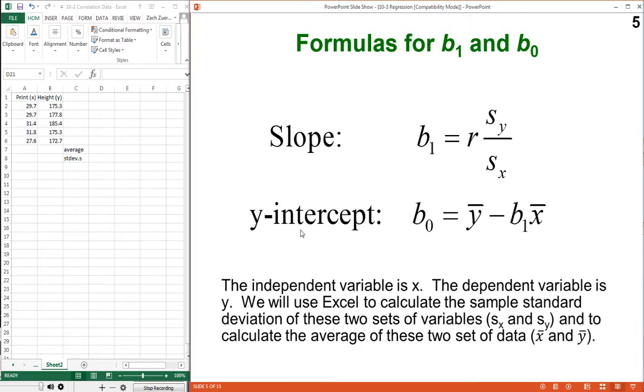And for finding the y-intercept, we have y bar, which is the average of the y data, and then minus b1, which we just calculated, times the average of the x data. So since we know how to find R with CORREL, we know how to find the sample standard deviations, and we know how to find the average, we're going to be able to figure out the slope and the intercept of the regression line.